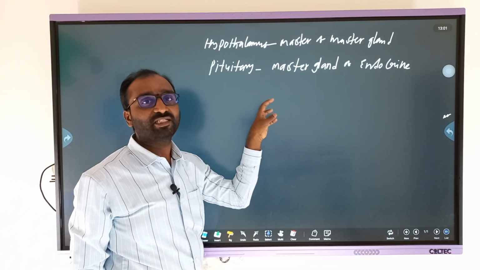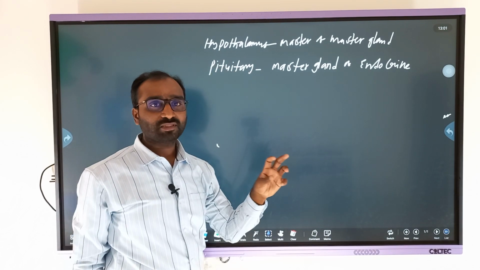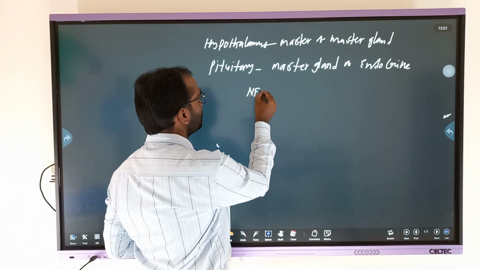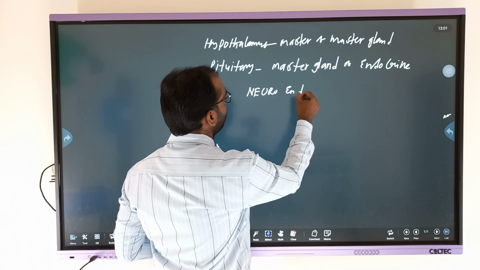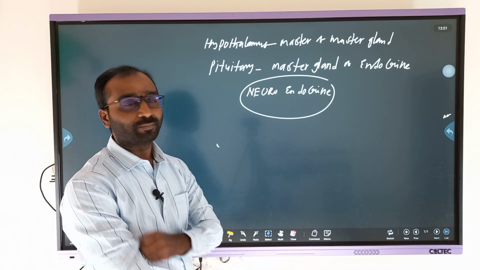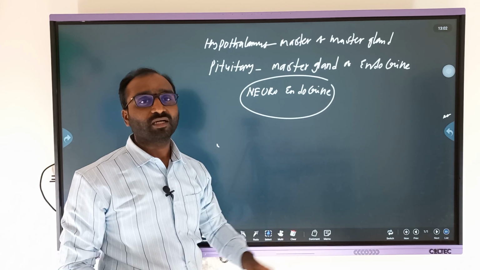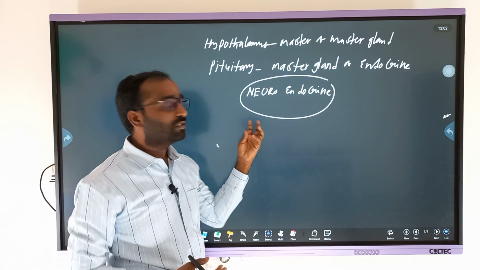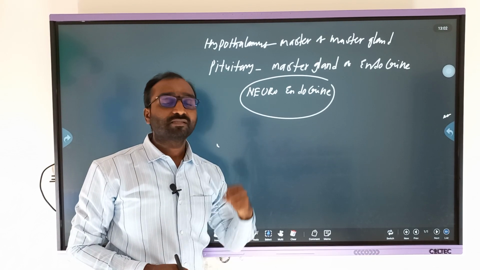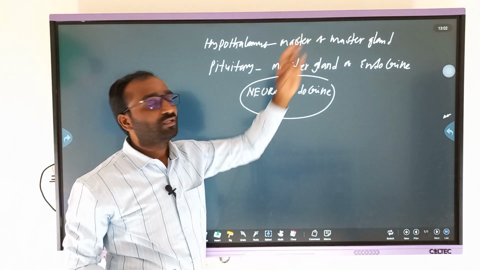This pituitary gland is stimulated by the hypothalamus. And one more important aspect: the hypothalamus is a neuroendocrine portion. Why do you call it a neuroendocrine portion? Because it is a part of the nervous system and it has an endocrine function. Hormones are also secreted, hence it is called a neuroendocrine portion. So the hypothalamus stimulates the pituitary gland to release various hormones, hence it is called the master of master gland.